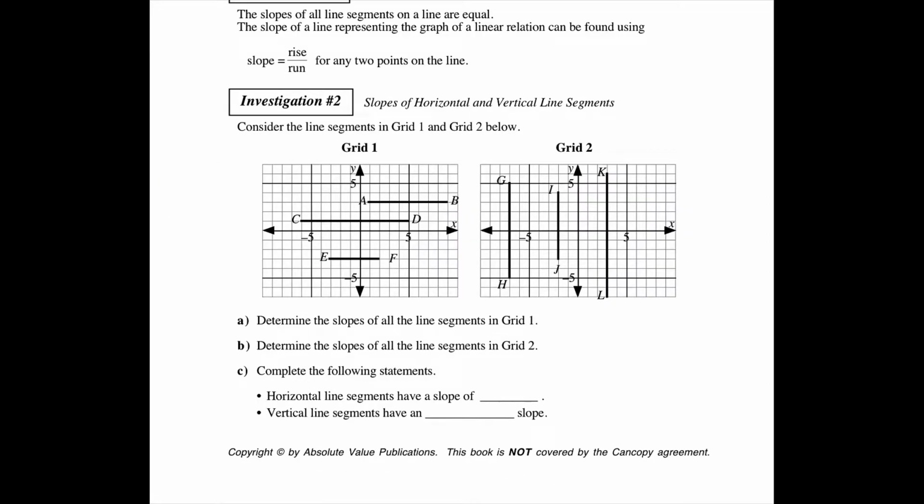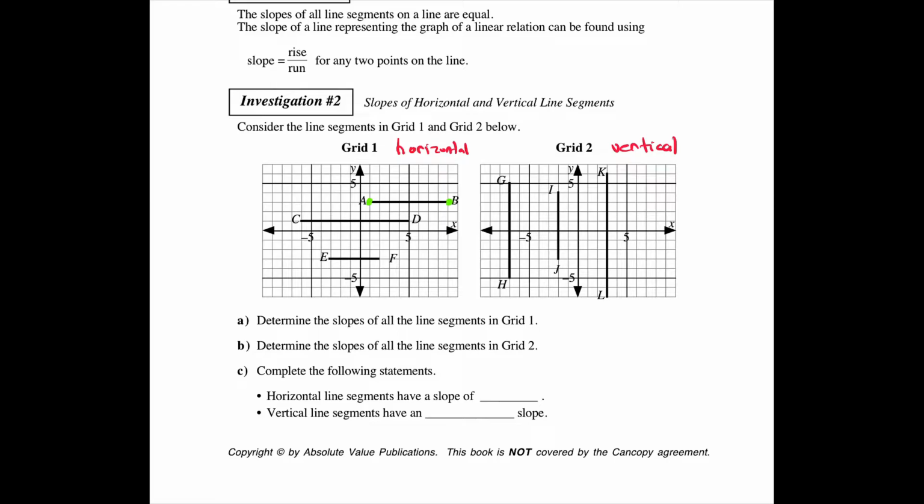On to investigation number 2. We're looking now at the slopes of horizontal and vertical lines. We previously looked at the slope of line segments that are diagonal. So grid number 1, these are our horizontal lines, and grid number 2 are the vertical lines. So we just need to apply the same principles, and I'm just going to choose one example in each case. So on grid 1, I'll look at line segment AB.